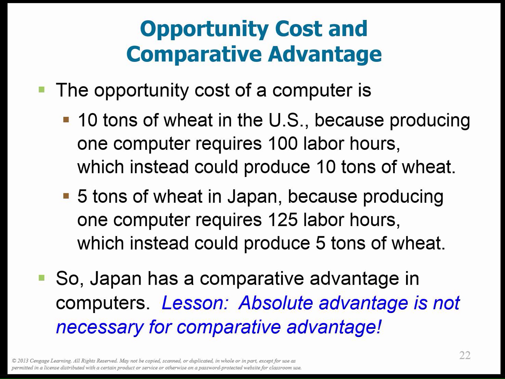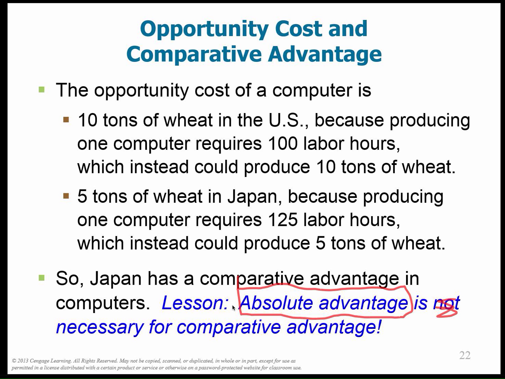So Japan has a comparative advantage in computers. And this is really important. Absolute advantage is not necessary for comparative advantage. Every country has a comparative advantage, okay? Even though the United States has this absolute advantage, they are better at making both computers and wheat, all right? Even though they have an absolute advantage in both goods, they do not have a comparative advantage in both goods.